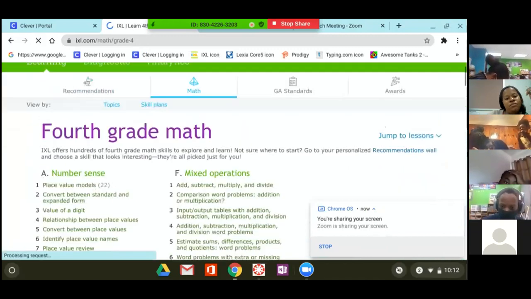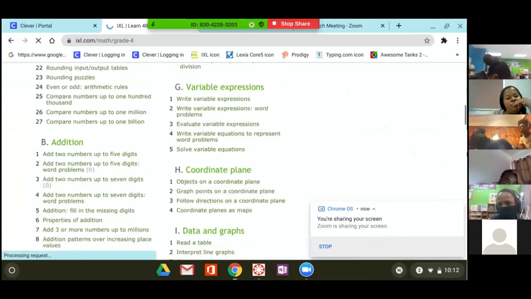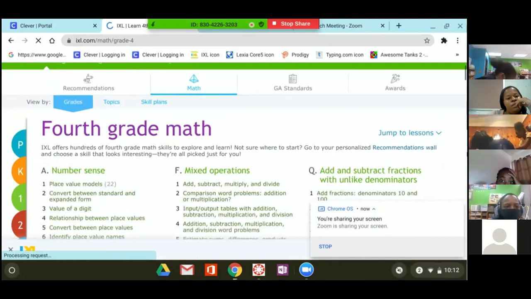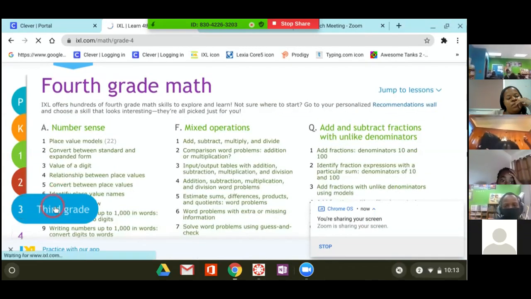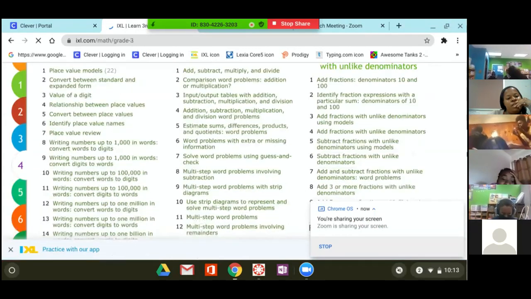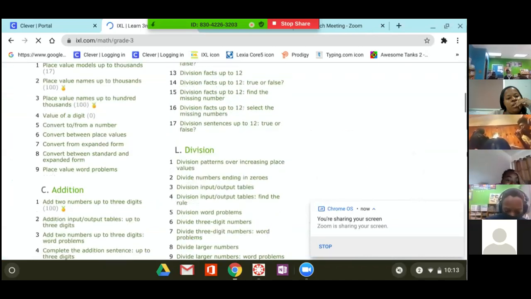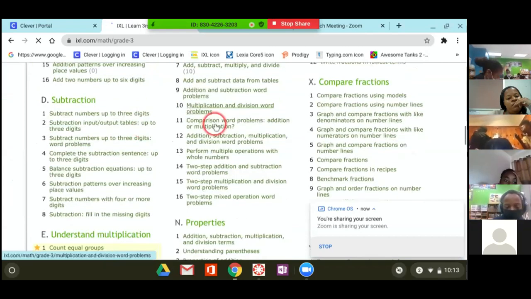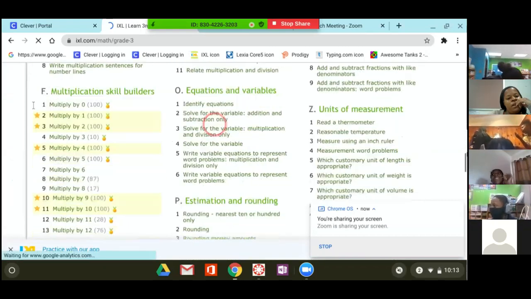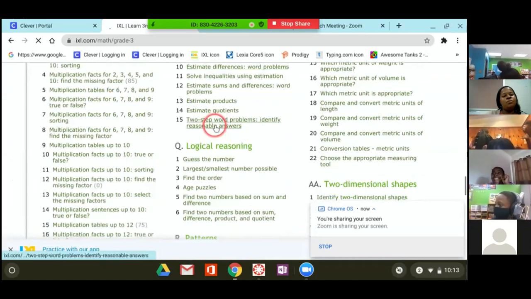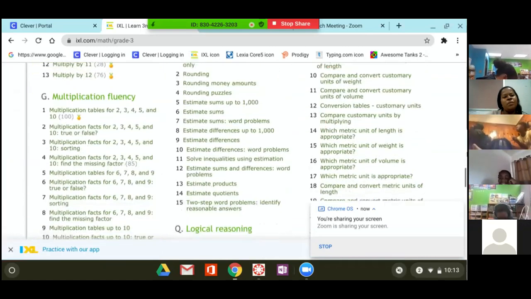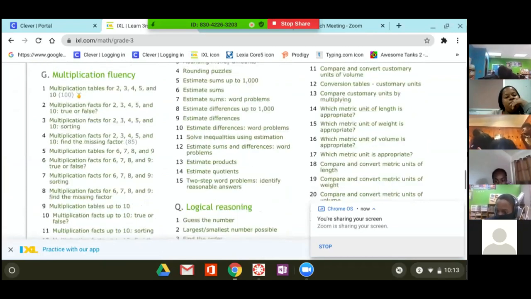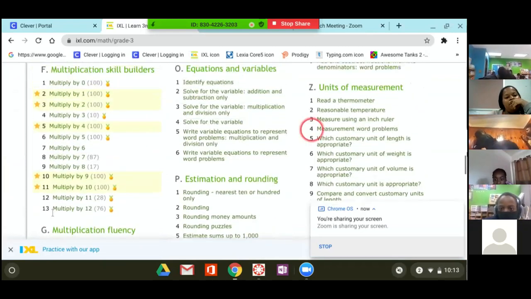Brayden, share your screen. Go to third grade. Scroll all the way down to letter L. Okay, wait a minute. Stop. It's going too fast. Go to letter L. I know where you are. Don't finish. Okay, stop. You haven't done that all year.